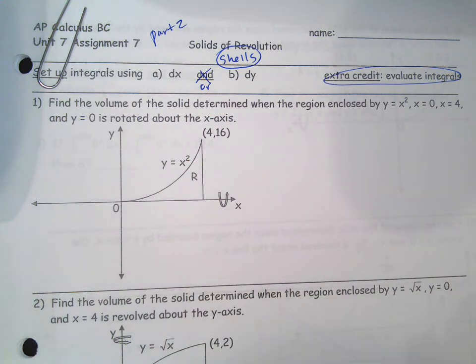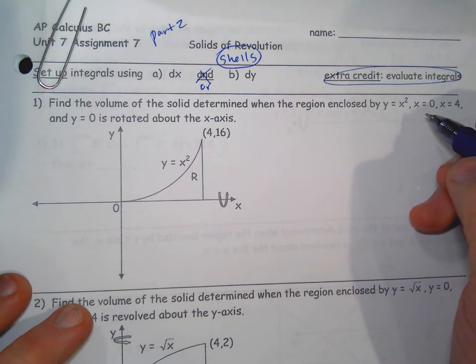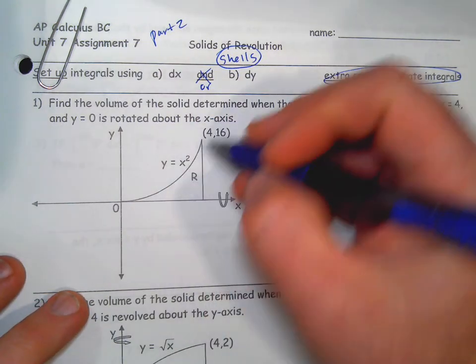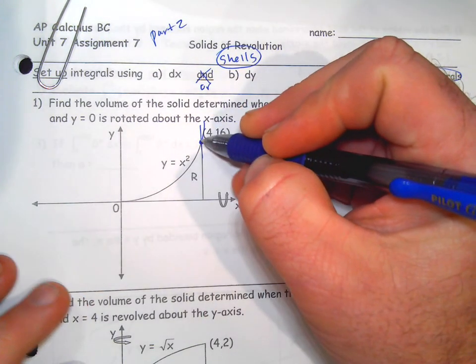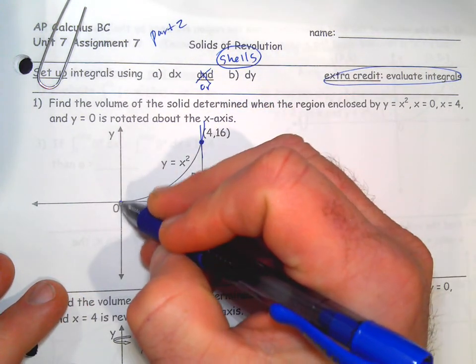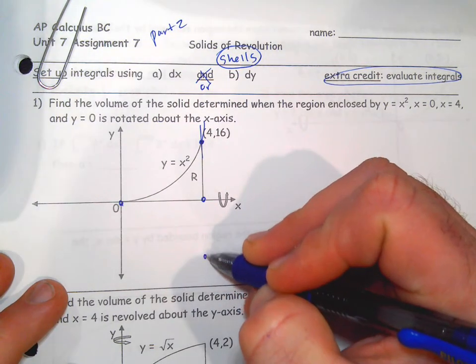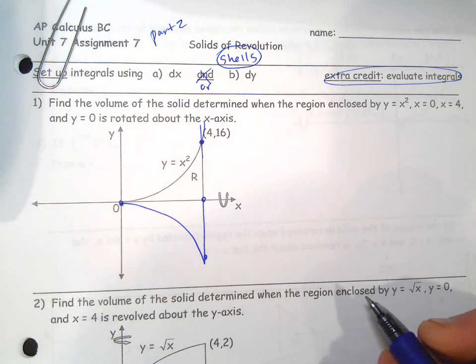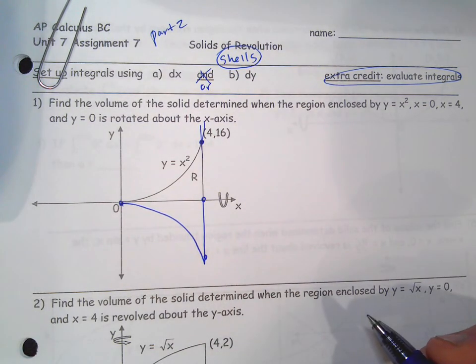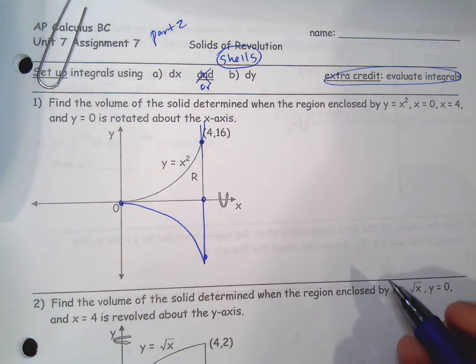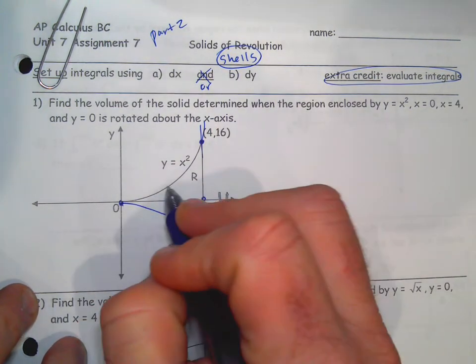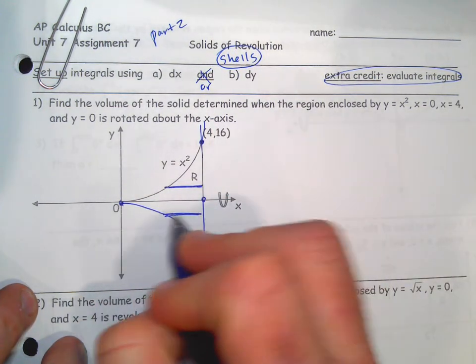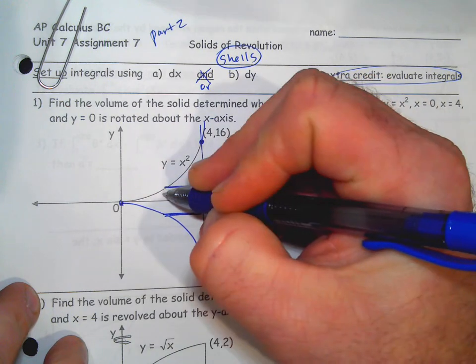So first thing to do is draw the picture. So we have y equals x squared. Make sure you revolve it around the correct axis. And so if you want to get shells, you have to slice parallel to the axis of rotation. So this is the axis of rotation. It needs to be sliced parallel to the axis of rotation. So that gives you a shell.